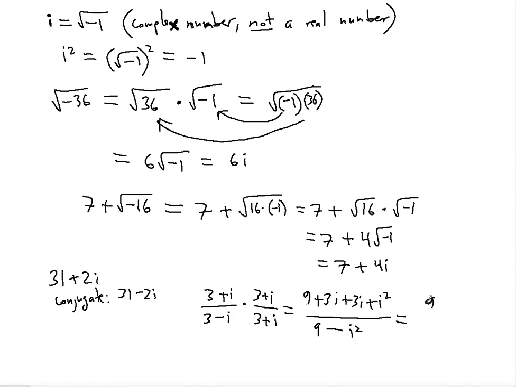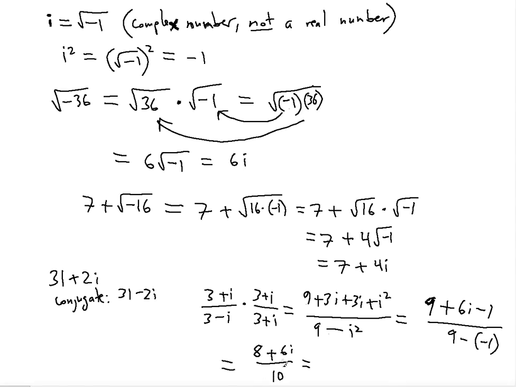Okay, so on top, 9 plus 6i plus i squared, so we're simply talking about plus negative 1, because i squared is negative 1, so that's minus 1, right? And then that's divided by 9 minus i squared. What's 9 minus i squared? 9 minus negative 1, right? So as a result, we combine the like terms. We're going to get 8 plus 6i over 9 plus 1, which is 10.